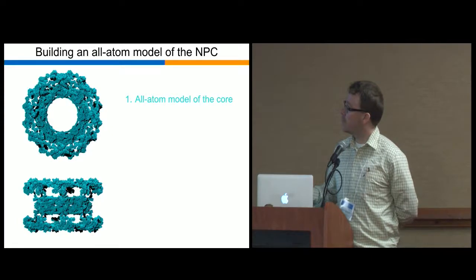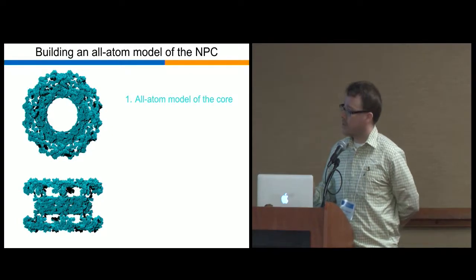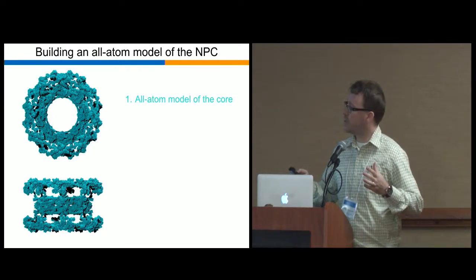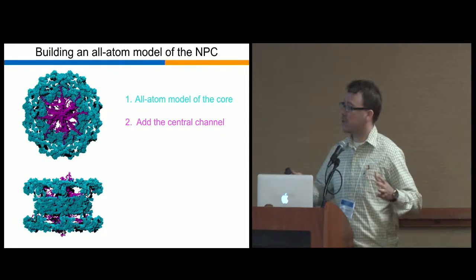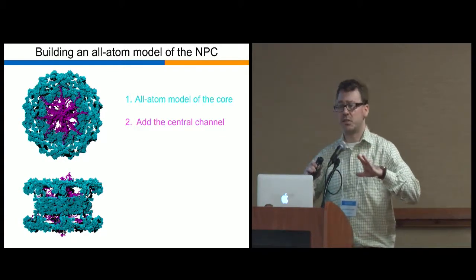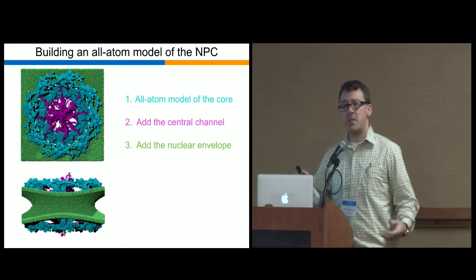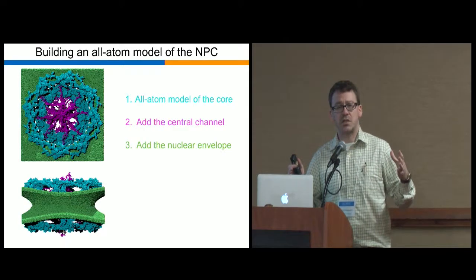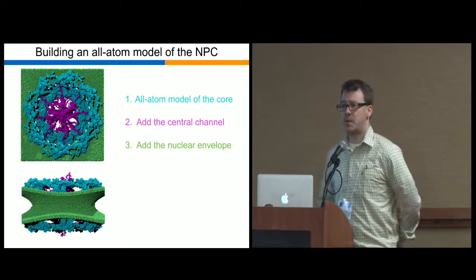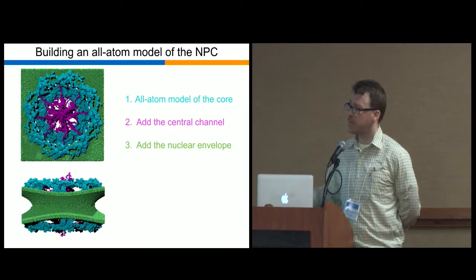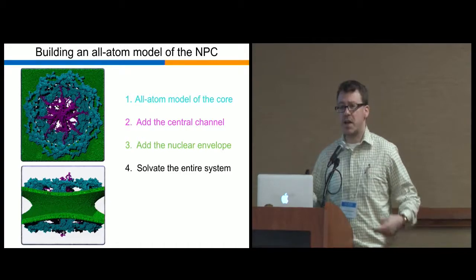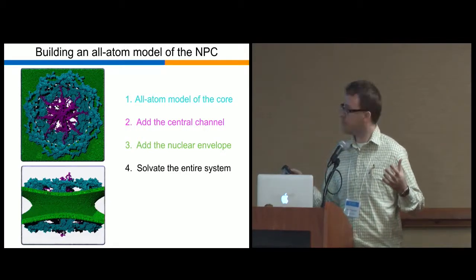From that starting point, we were able to map that coarse grain final conformation to all atom, shown in purple. Then we added the nuclear envelope, which is just a curved lipid bilayer in a toroidal shape. And we added water and ions to the whole system.